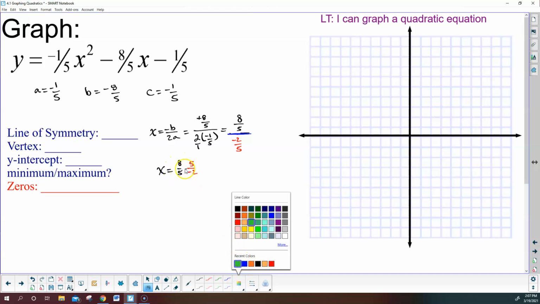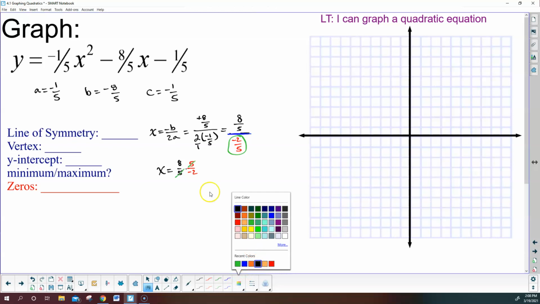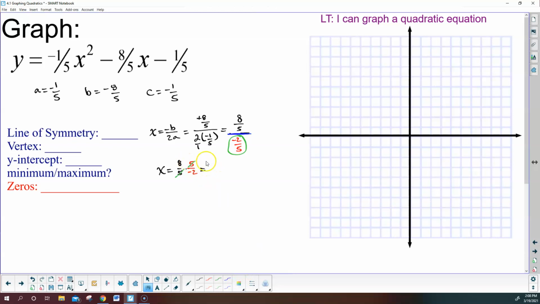This turns into 8/5 times the reciprocal of the denominator, so 5 halves, negative 5 halves. And then I've got a 5 on top and bottom that are going to reduce out. And what's left over is 8 over negative 2. But 8 over negative 2 is the same as negative 4.